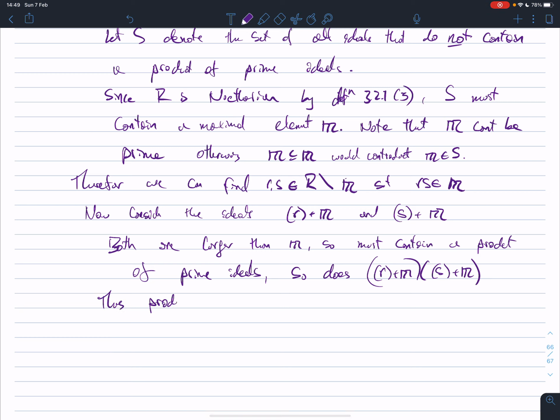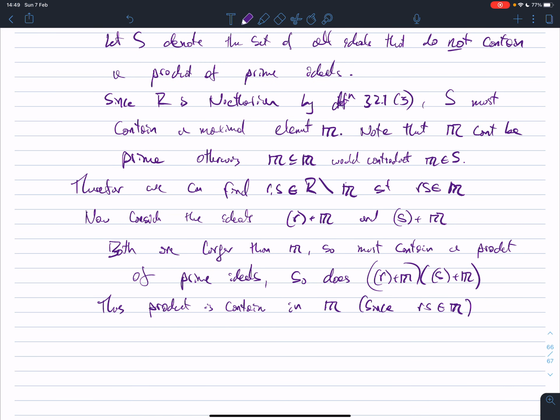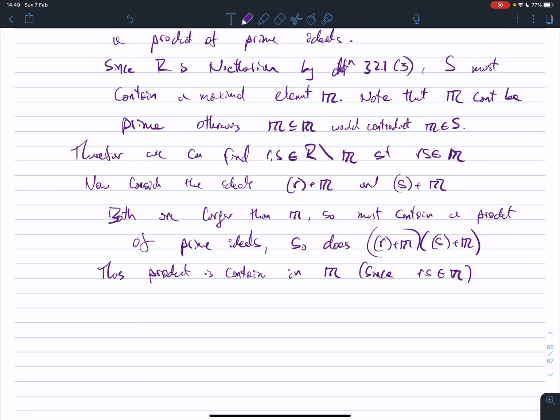This product is contained in m, since if you expand it out, you'll see that, using the fact that rs is contained in m by our assumption, because m didn't contain a product of prime ideals, you see that this product is contained in m. But I said that this product contains a product of prime ideals, so we've arrived at a contradiction. So we have a contradiction.